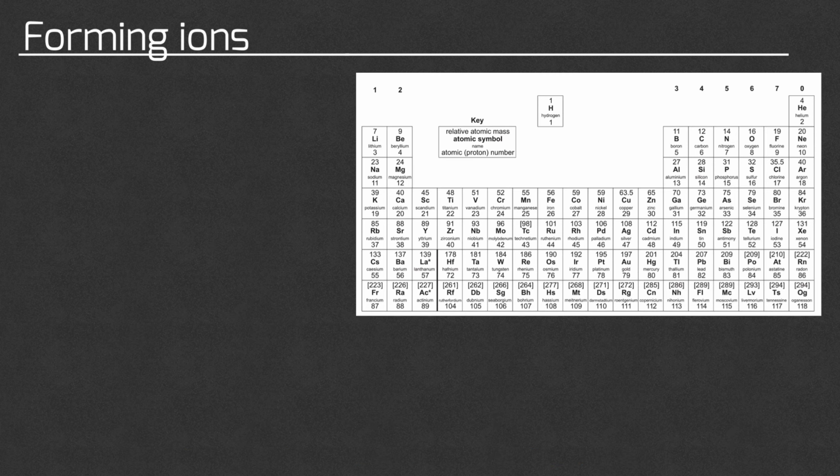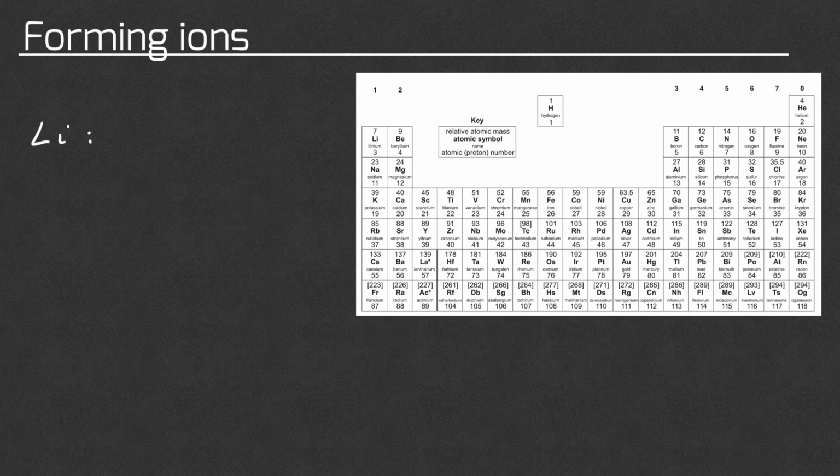We can use the periodic table to figure out how many electrons each element has in its outer shell and therefore what ion it would form. A reminder that the group numbers along the top of the periodic table tell you how many electrons something has in its outer shell. So for example, oxygen is in group 6, so oxygen would have 6 electrons in its outer shell.